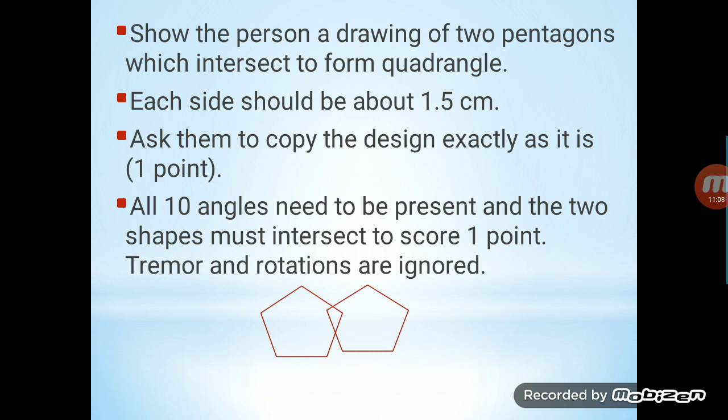All right, so each side should be about 1.5 centimeters, and ask them to copy the design exactly as it is. So exactly how you have drawn it, it should intersect and it should form a quadrangle exactly like that. If the patient is able to draw that, you give 1 point. All 10 angles need to be present, and the two shapes must intersect to score 1 point.